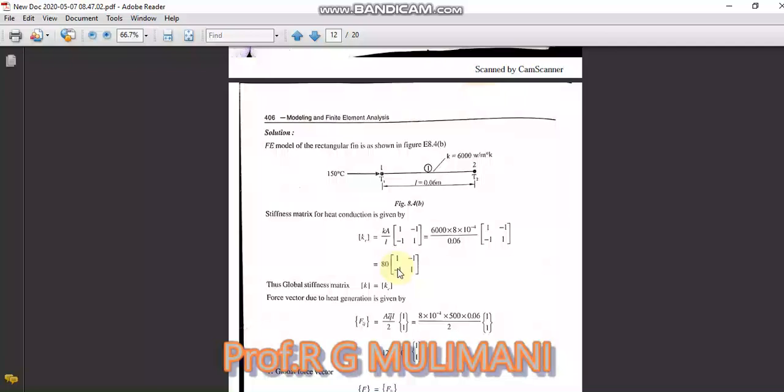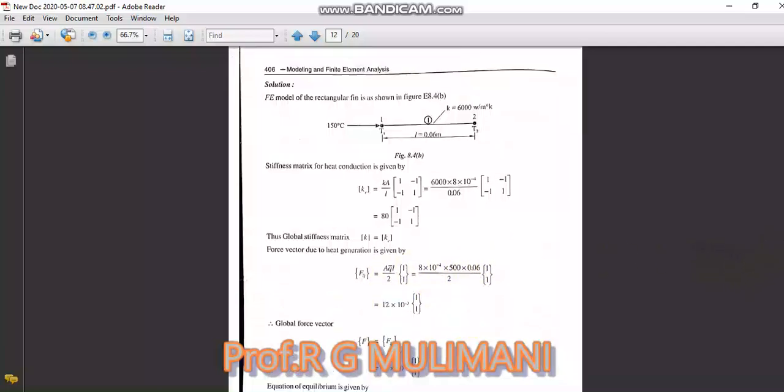Now we know the equilibrium equation, which is KQ is equal to F, or KT is equal to F, where K is the global conduction matrix. It is already a known value, and Q is the nodal temperatures T1 and T2, and F is the force vector due to heat generation. For heat generation you use this expression, AQL by 2, where A is the area of the element, Q is the heat generation rate, which is 500, given in the problem, and L is the length of the element, 0.06.